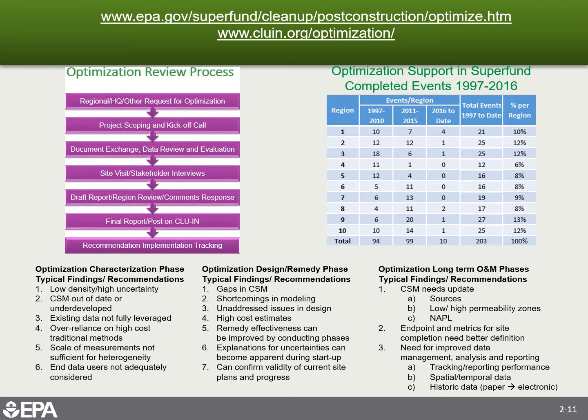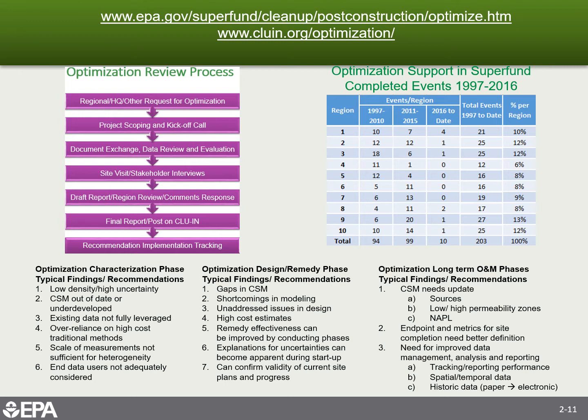In fact, there was a time in the 2000 timeframe when we rolled up some of the early optimization events and looked at all of the recommendations and found that more than 50% of the recommendations were for improvements to characterization, improvements or development of the conceptual site model to help us navigate through these other phases. So typically the findings in characterization: low data density, an underdeveloped or out-of-date conceptual site model, over-reliance on low-density, high-cost methods, not considering scale-appropriate measurements that we get from some of our high-resolution tools.